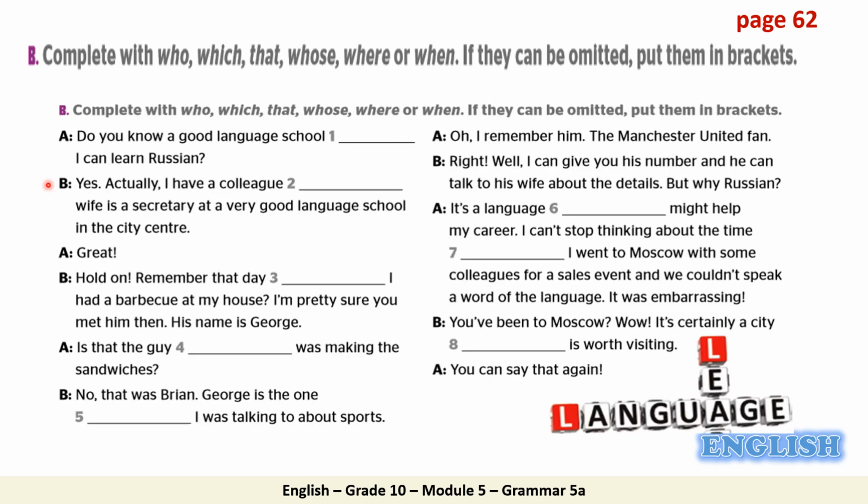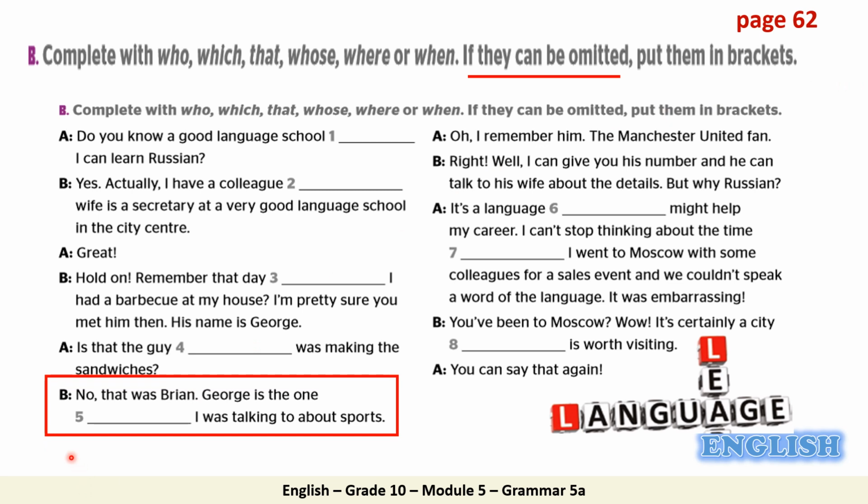Finally, let's take a look at the sentences from 1 to 8 and decide if any of them can have the relative pronoun or the relative adverb be omitted. Pause, go through them, and let's figure it out. We can say it is number 5. No, that was Brian. George is the one I was talking to about. And why is that? Because it is followed by a subject.